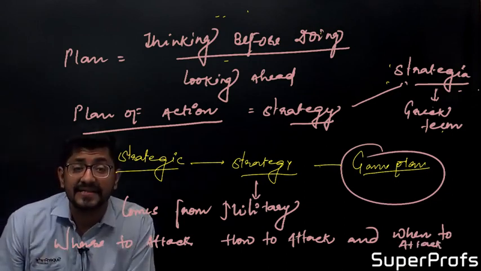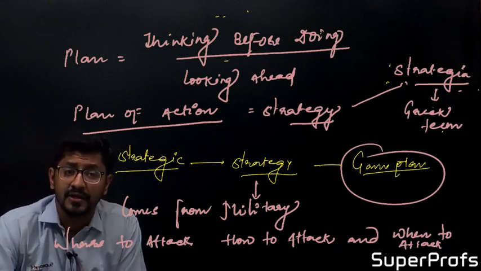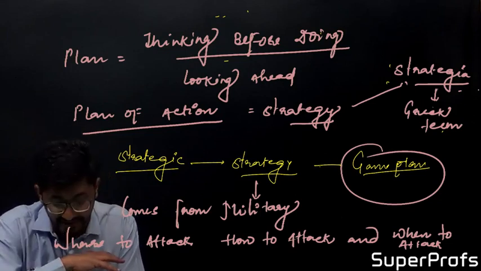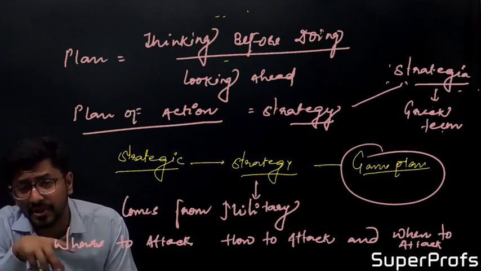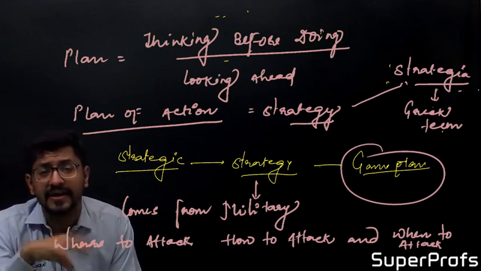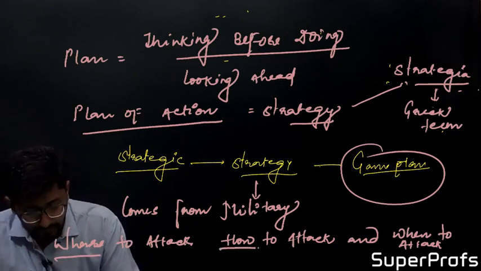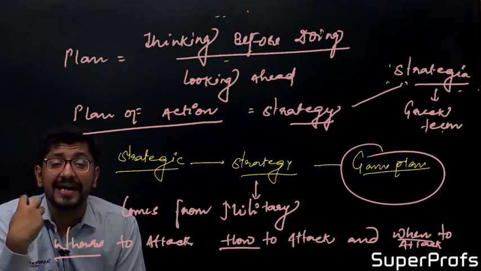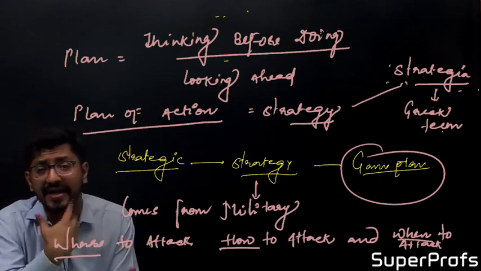Similarly, in our business: when to launch a product, where to launch a product, and how to launch a product. When to purchase machinery, from where we have to purchase machinery, and how we have to purchase machinery, from the market, from the distributor, from the manufacturer, or anybody else. So all 3 points, when, how, and where, form the steps towards a strategy. So strategy tells us where to attack, when to attack, and how to attack.